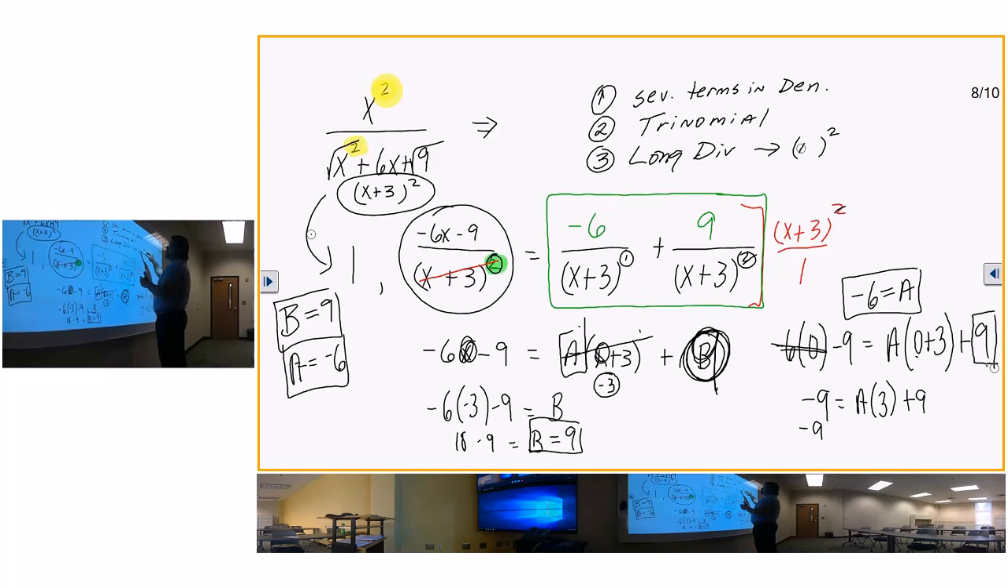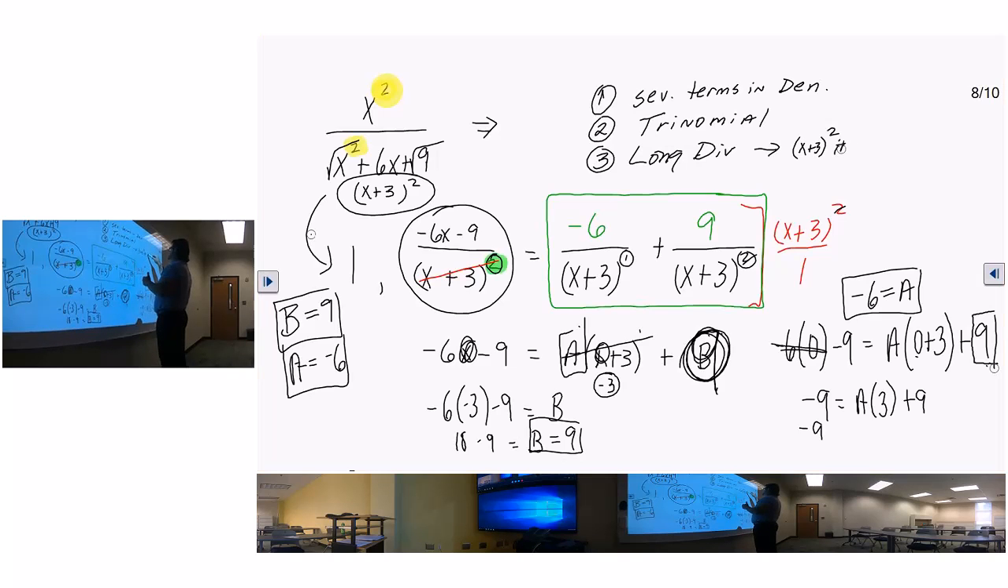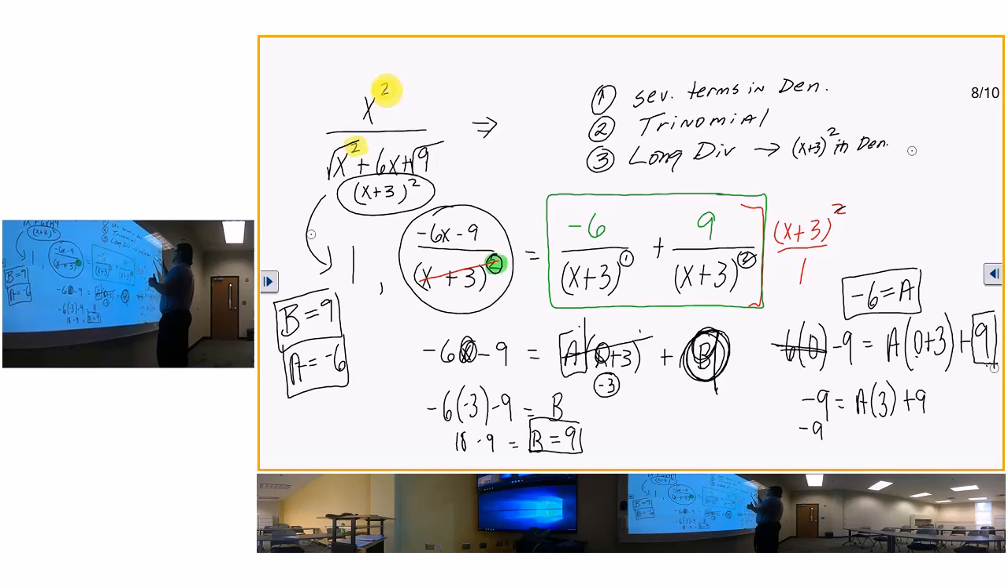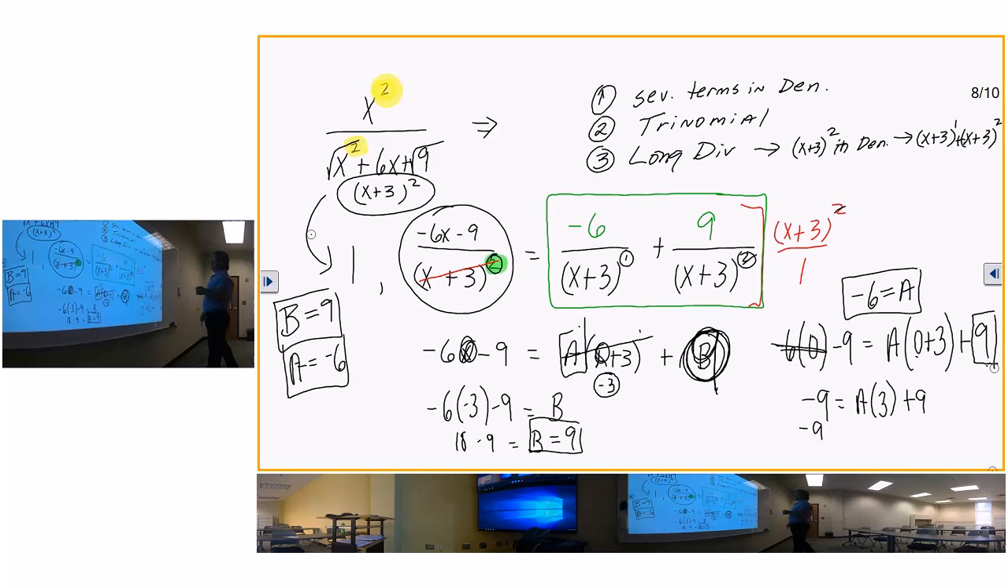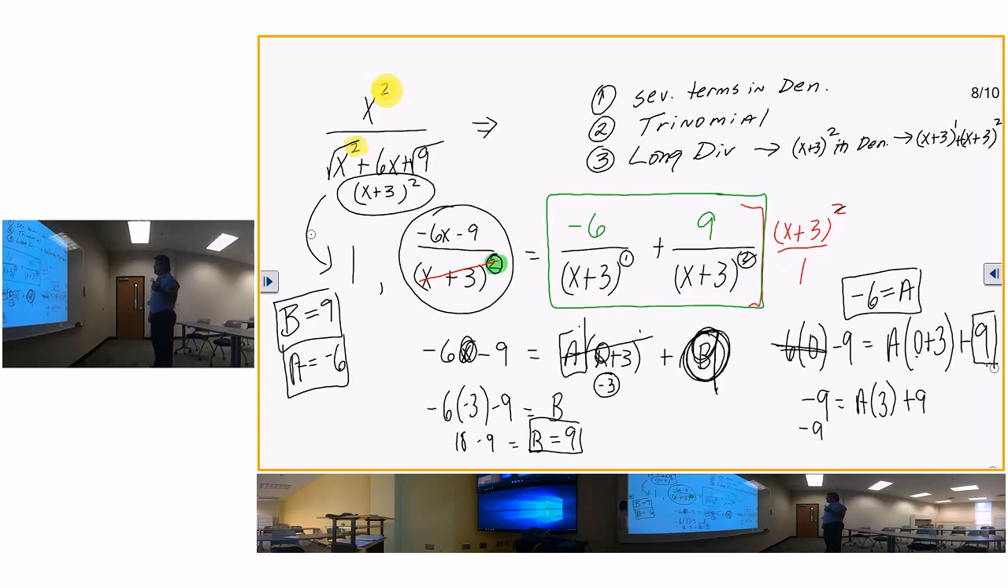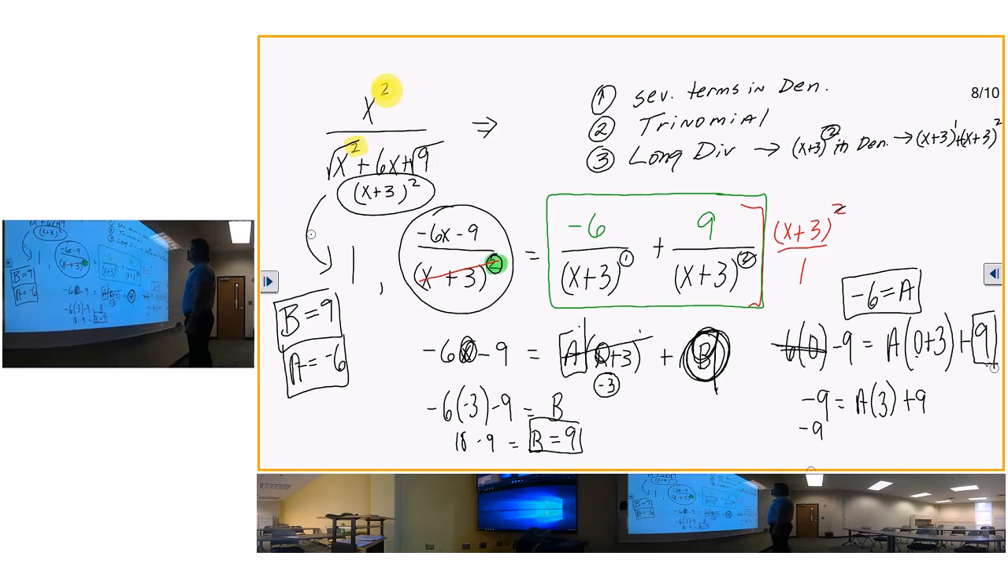I'm just going to put x plus 3, quantity squared in the denominator, which means that we have to change it to x plus 3 to the first power and x plus 3 to the second power. And if that would have been a third power, we'd have x plus 3 to the 1, x plus 3 to the 2, x plus 3 to the 3. So you got to watch these because you got to remember to do that.